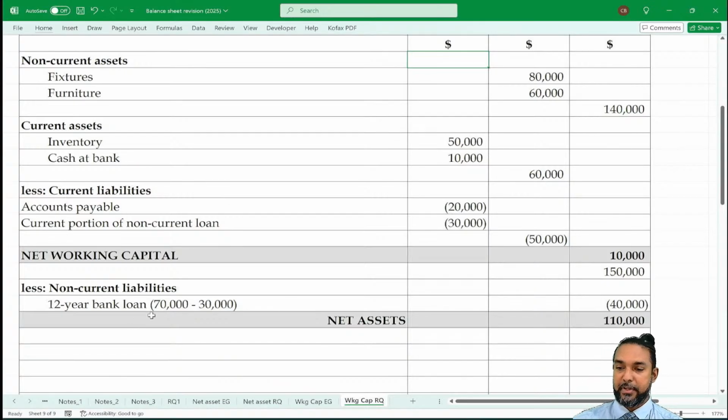Right, so up to that point, I think we should be okay. Now, all we have to say is financed by capital.